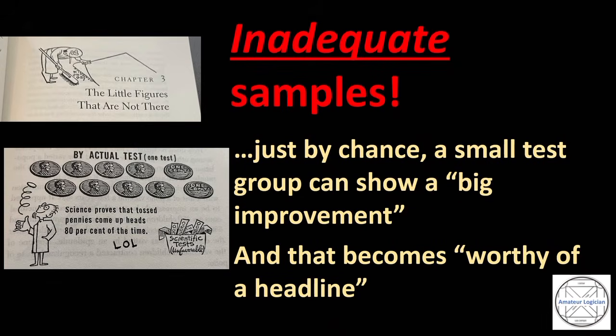Flip a coin a few times. It won't likely be 50% heads and 50% tails. But do it a lot of times, and then it will approach that 50-50. Here we have "science proves that tossed pennies come up heads 80% of the time." That's not a good sample. We have an inadequate sample.